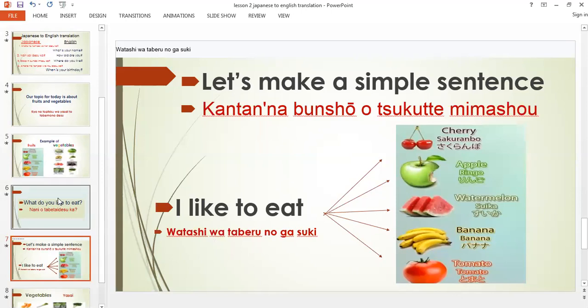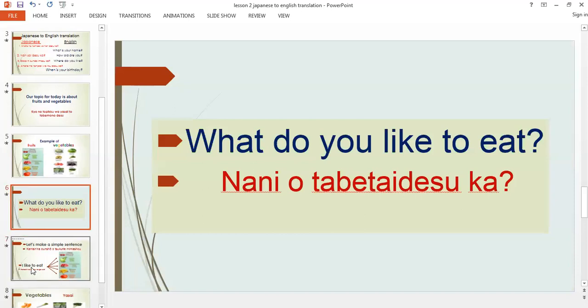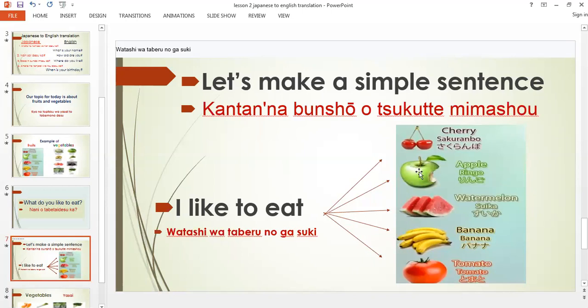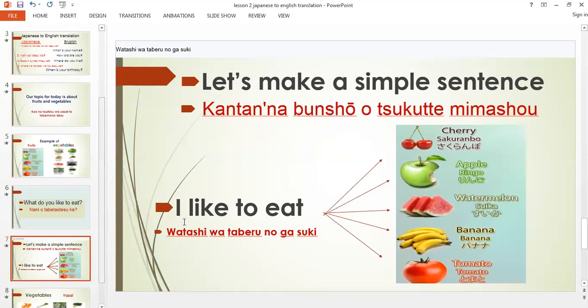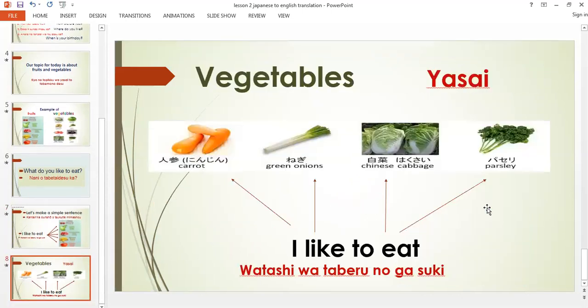Can you say it? What do you like to eat? The answer, I like to eat cherry. Okay, again. What do you like to eat? The answer is, I like to eat cherry. Okay, how about you? What do you like to eat? Answer, read. Very good. Next, what do you like to eat? Very good, that is banana. What do you like to eat? Watermelon. Very good.